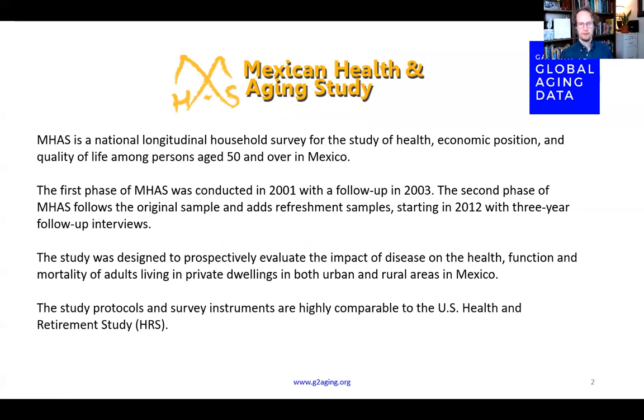There are two phases of MHAS. The first phase was conducted in 2001. They had a follow-up survey in 2003. And then the second phase followed that original sample and added refreshment samples, starting re-interviewing in 2012. And then they have had 3-year follow-ups since then. The study was designed to prospectively evaluate the impact of disease on health function and mortality of adults living in private dwellings in both urban and rural areas of Mexico. The study protocols and survey instrument are highly comparable to the United States Health and Retirement Study, or the HRS.